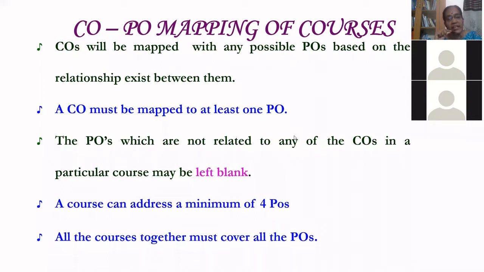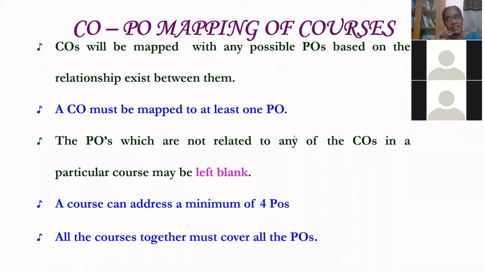And a course can address a minimum of 4 POs. This we have fixed in our institution. You can decide in your own institution how many POs a course can address. So out of 7 POs, the particular course should address a minimum of 4. Suppose that your course addresses only 4 POs, the remaining 3 POs are not addressed by studying this particular course. In that case, in the 3-year program, you should have another course to cover the remaining 3 POs.